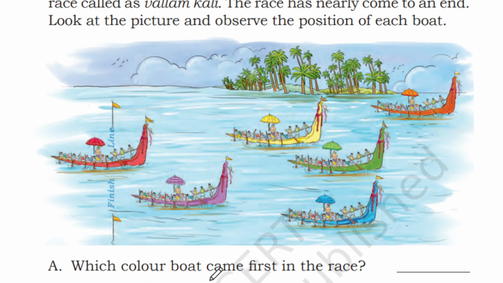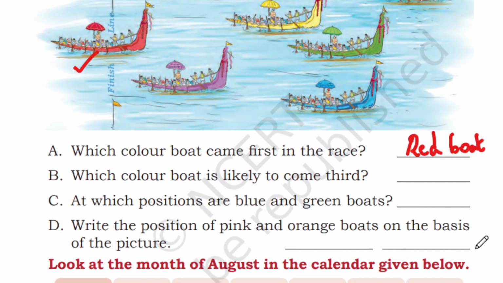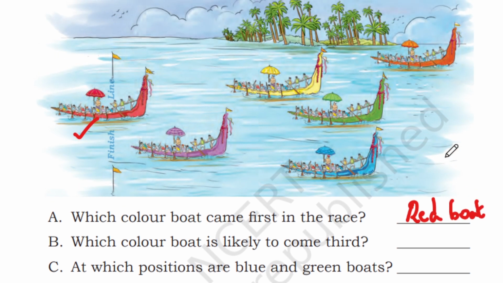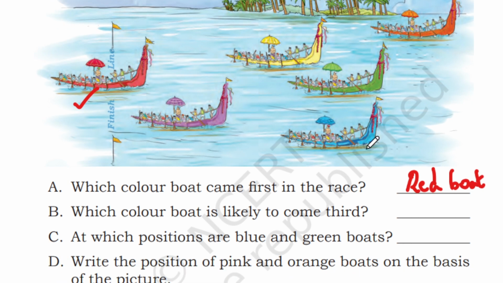Which color boat came first in the race? If you see, the red color boat is first. So the red boat. The next one: which color boat is likely to come third? This red one is the first one. Purple is almost nearing the finishing line, so purple would be the second one. And if you see the yellow one, it is very near to the purple one. So this answer is yellow.